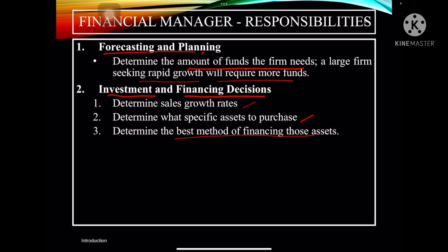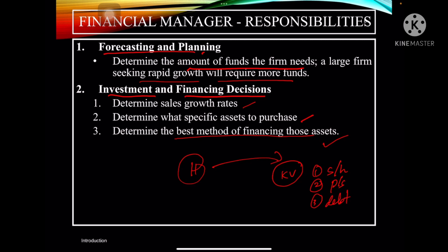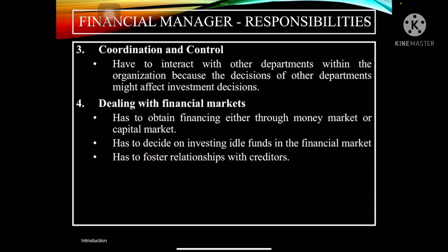For example, if company ABC Berhad, the holding company, would like to open a new branch in the Klang Valley, they need funds. So what is the best method to finance this asset? Number one, for example, they could issue shares. Number two, they could issue preference shares. Number three, they could issue debt. So the financial manager has to make this kind of decision.